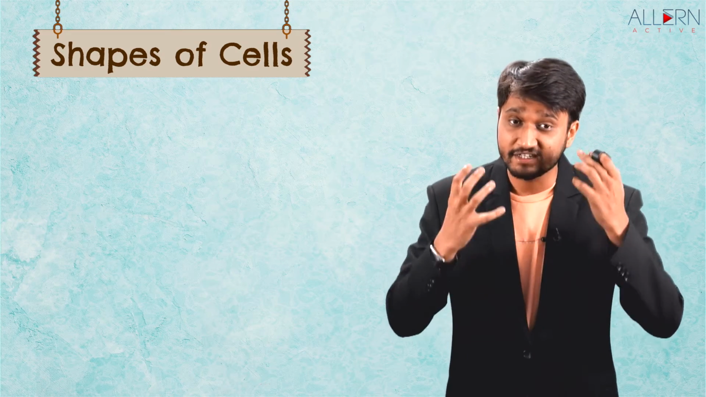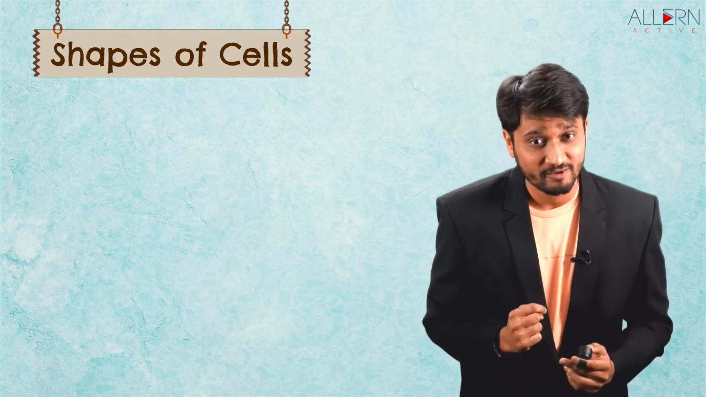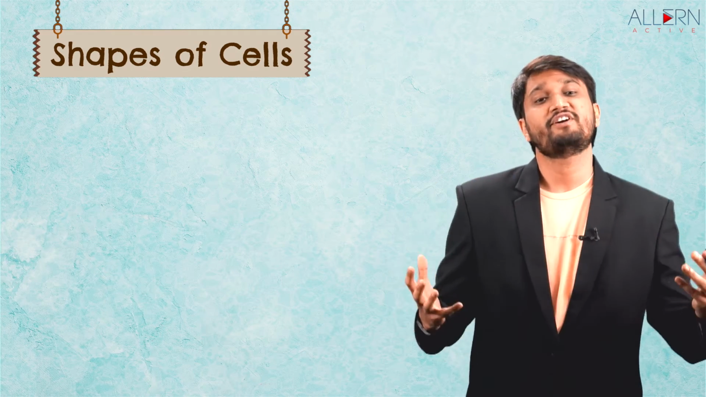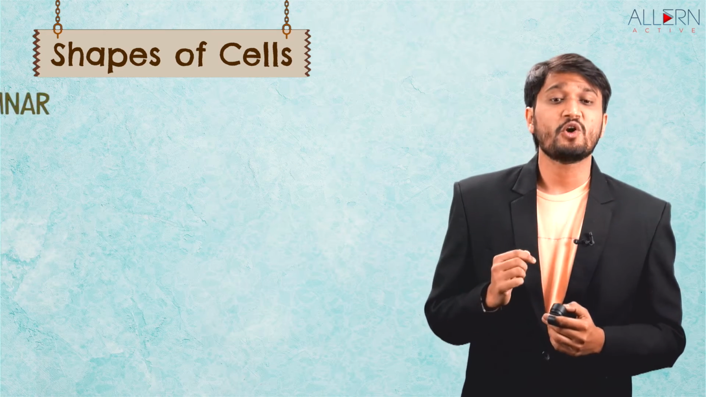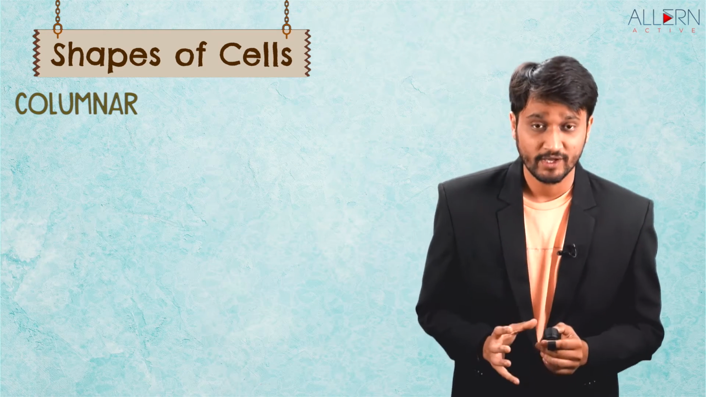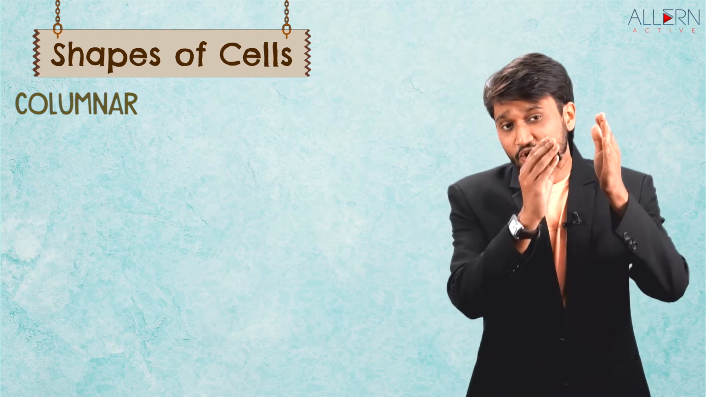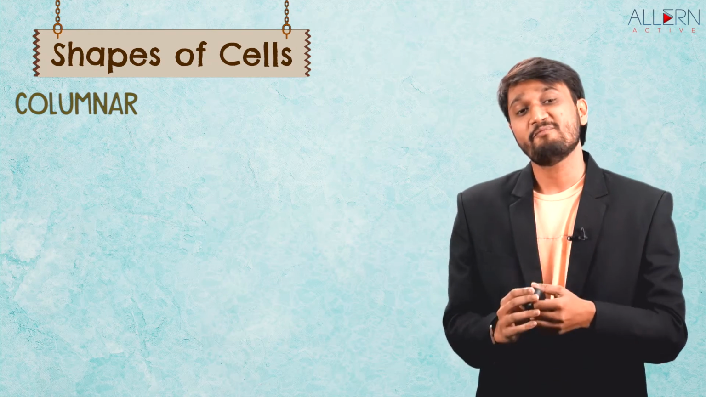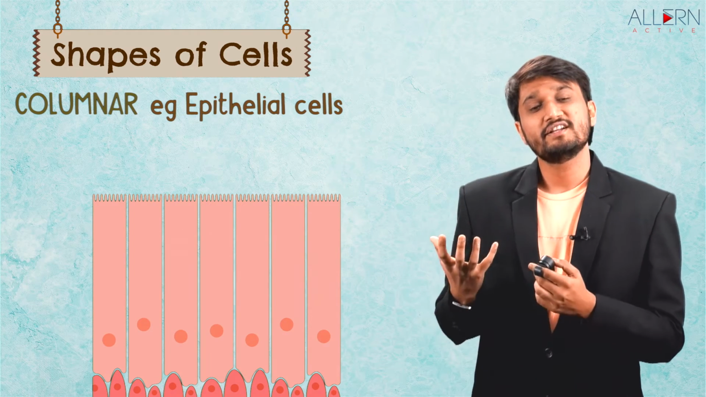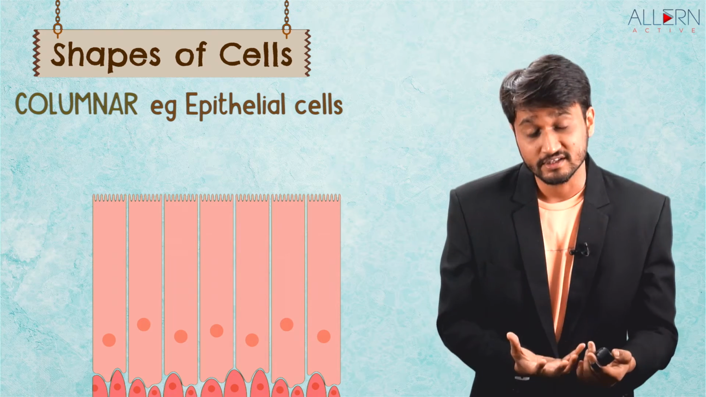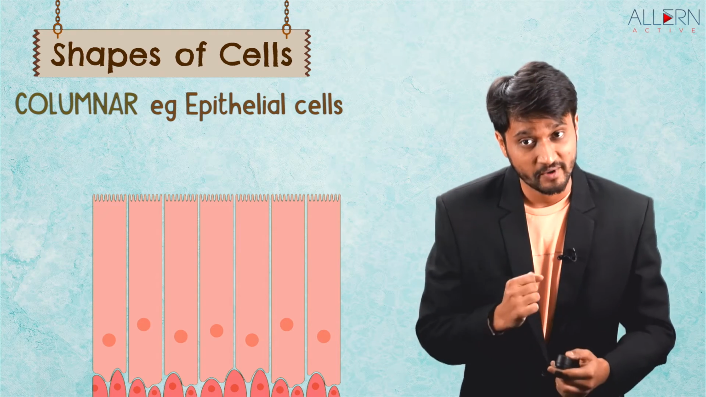Because obviously our entire body is not made up of just one type of cell. It will be made up of many different types of cells put together. We have to understand their different shapes, right? So what are these shapes of cells? Let's have a look. The first one is called the columnar cell. The name itself suggests that these are column-like cells, and an example of these cells in our body are epithelial cells. Usually these cells form the covering of our organs and also of our entire body for that matter.